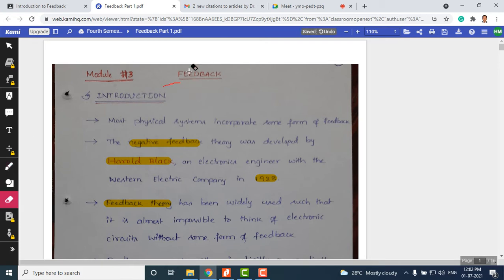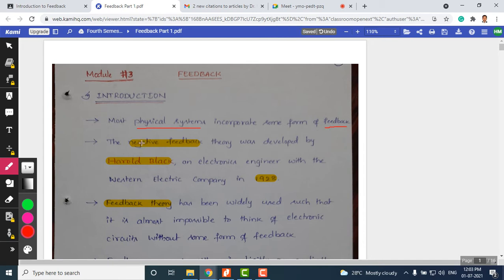In today's class we will start with a few introductory topics of feedback: what feedback is, and a little about its merits and demerits. Let me go through the points of the introductory part here. Most physical systems incorporate some form of feedback. Any physical system you see in front of you, or in your home, or in any place, employs feedback either directly or indirectly.